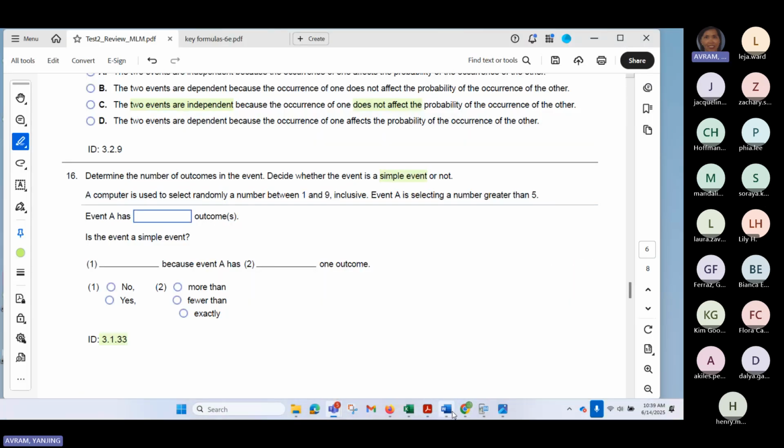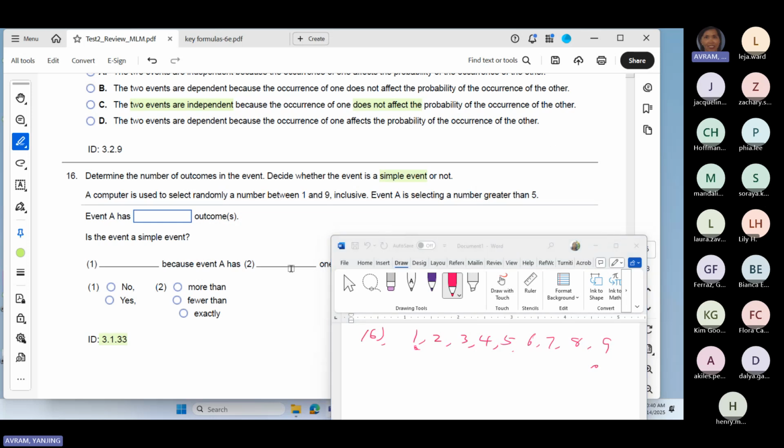Okay, so look at this one right here, right? We have: randomly generate a number between 1 and 9, inclusive. That means include 1 and 9. And then event A is selecting a number greater than 5. So how many numbers are greater than 5? You're going to have a 6, 7, 8, or 9. Those are the numbers greater than 5.